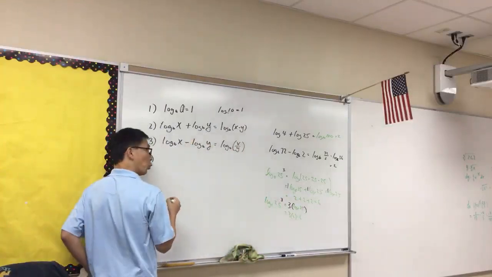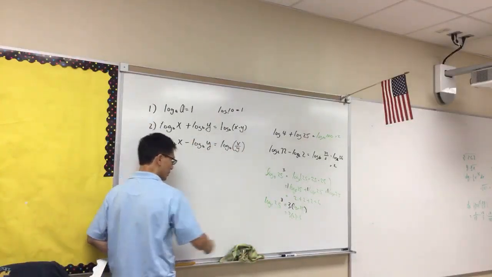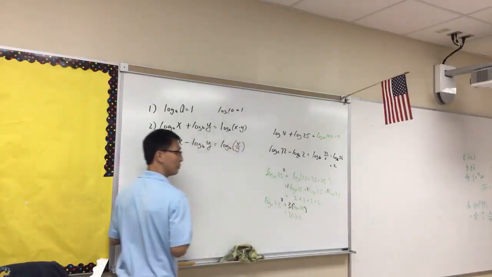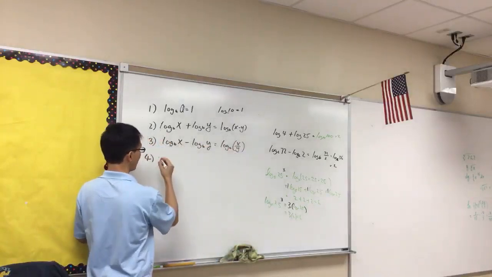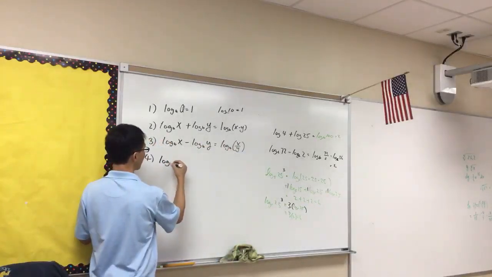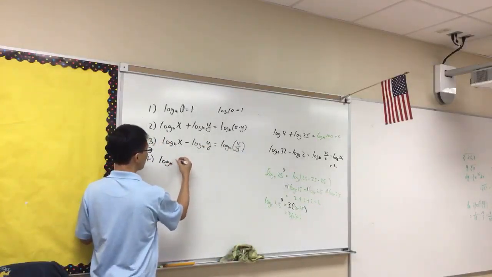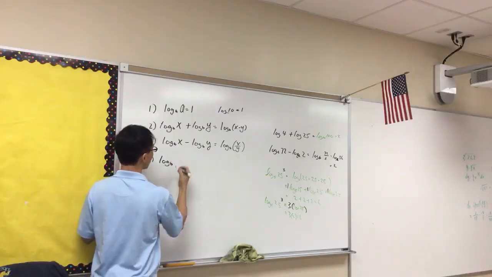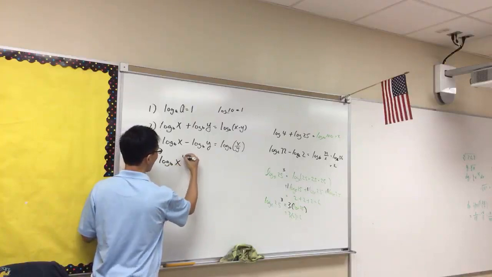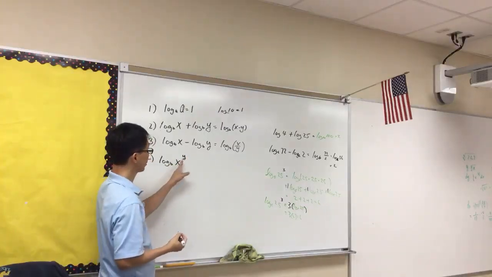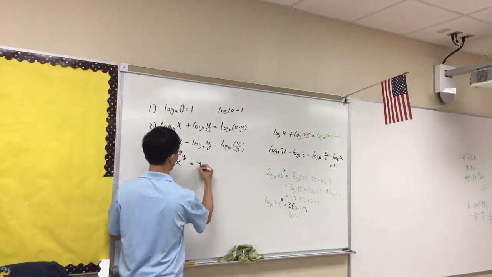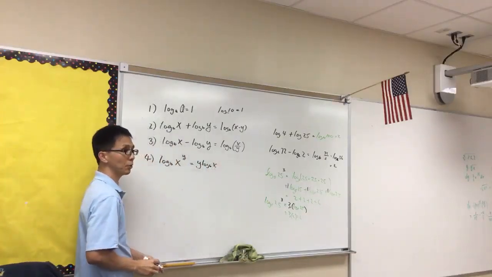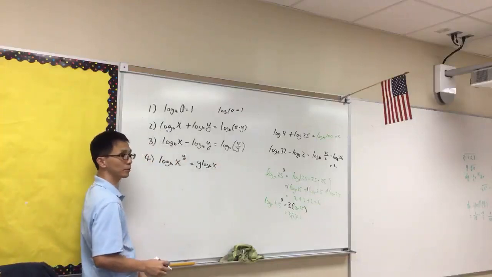So what does that mean? The rule says this 3, I can put it in the front. So it's going to be log base b of x to the y power equals y times log base b of x. That's perfect. That's the third rule. That's the fourth rule, sorry.